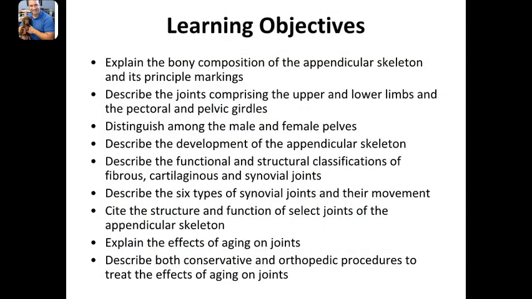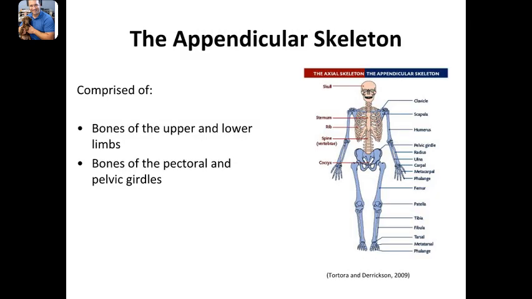Learning objectives. Know the elements of the appendicular skeleton, be able to describe what comprises a joint, be able to distinguish between a male and female pelvis, and what happens when joints and bones age. And we're going to talk about some select joints towards the end of the presentation.